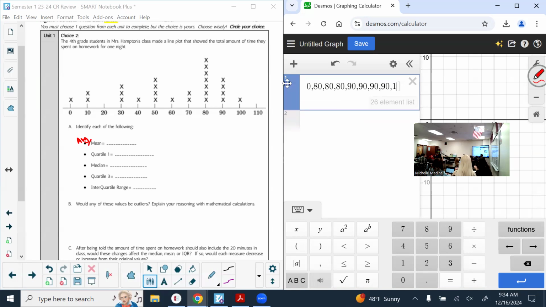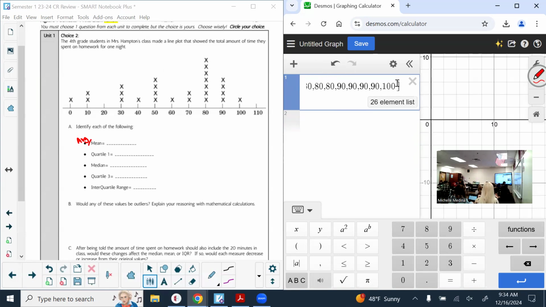And remember, I can't help you with calculators on the test. Someone tried to ask me during the last unit test. Sorry. I try to be very clear with you when I'm not going to help you with a calculator. I can't help you on your state testing with your calculator, so you have to know how to use it if you want to use it. And let me just make sure it says I have 26 in this list. I better have 26 X's or I messed up.